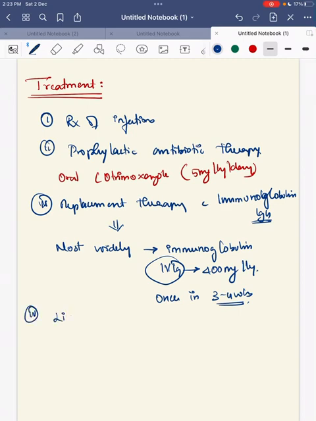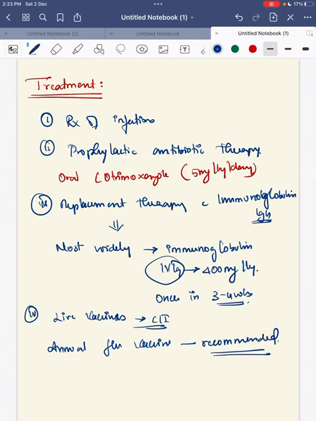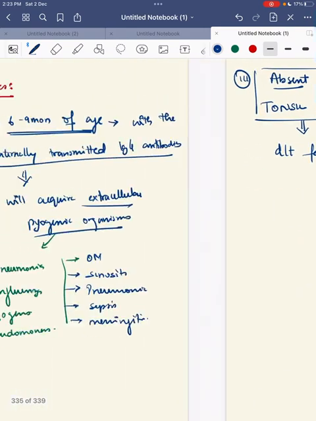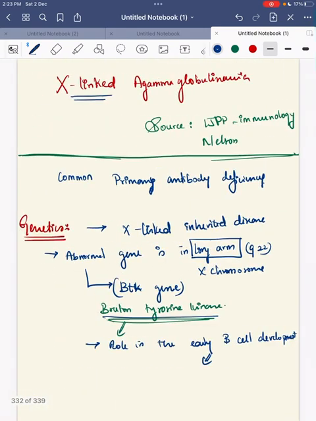Next, live vaccines are contraindicated in these patients. They should be given an annual flu vaccine, which is recommended in these patients, and can be given even to a child who is not getting immunoglobulin. So this is the treatment modality for a child with X-linked agammaglobulinemia or Bruton's agammaglobulinemia. This can be asked as a 7-mark question in your university examination. Thank you.